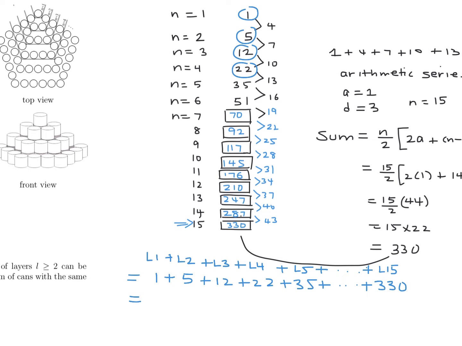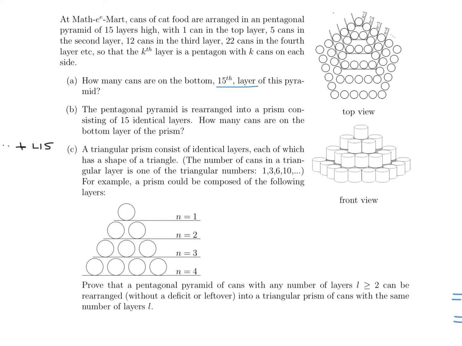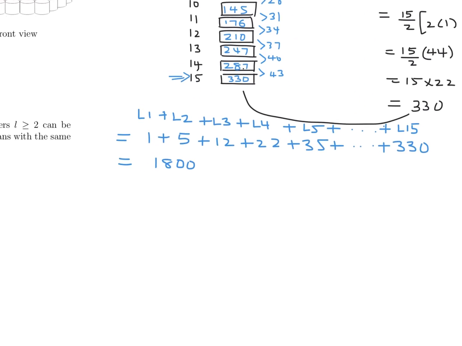Okay, when you add all those up, you can do it manually in a calculator, or if you're not allowed to use calculators, you can just do it manually. It might take a little bit of time, but the bottom line is that it adds up to 1800. Now they're saying in the question that all the layers have the same number of cans this time, because the shape this time is a prism. It's not a pyramid anymore, it's a prism. 15 identical layers. So each layer is identical.